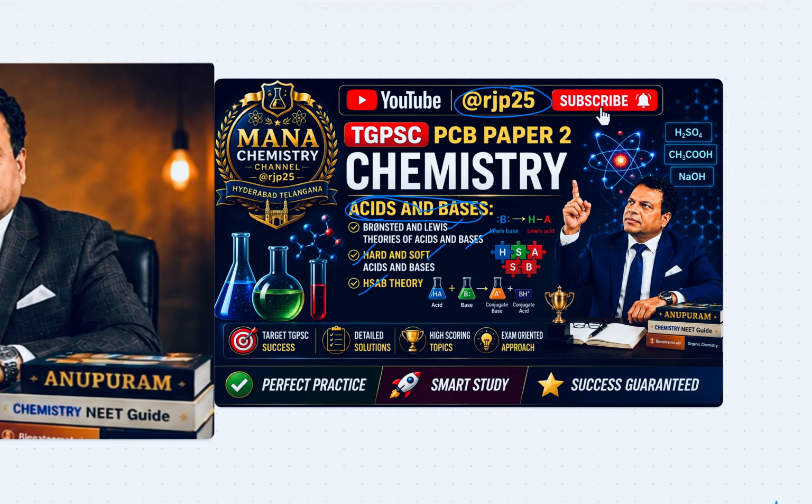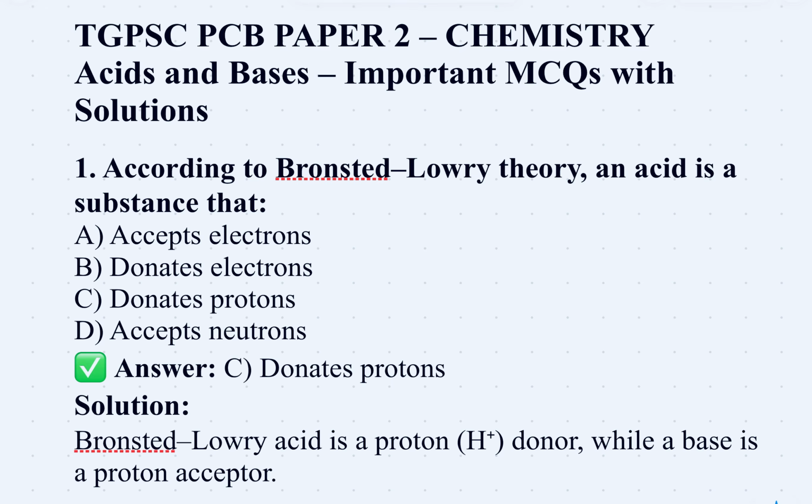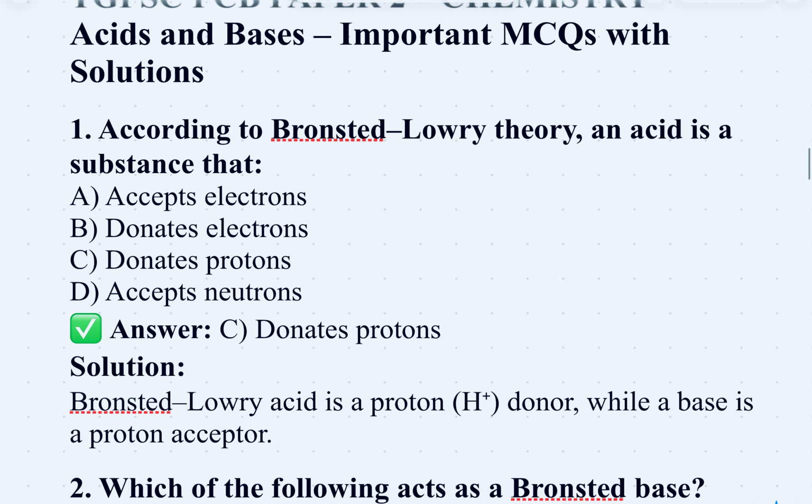Okay, we'll start the class. See, first question here: according to Bronsted-Lowry theory, an acid is a substance that, yes, what is an acid? Okay, I'll give you the best example to understand this concept, so then we can understand what is the answer for this. Clear? For Bronsted acid-base theory, I am giving one best example.